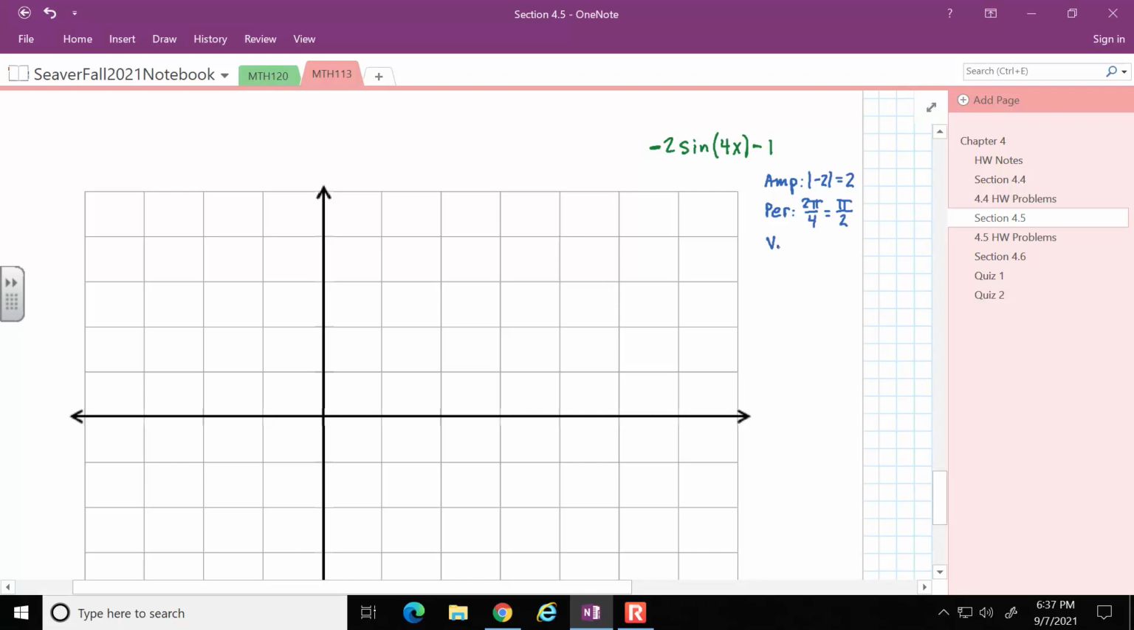Vertical shift. Is there any vertical shift in this graph? Yes, right? That -1 outside the parentheses means I'm going to take everything down one place. So I'm going to say down 1, or you could say shifted down 1. There's no phase shift.